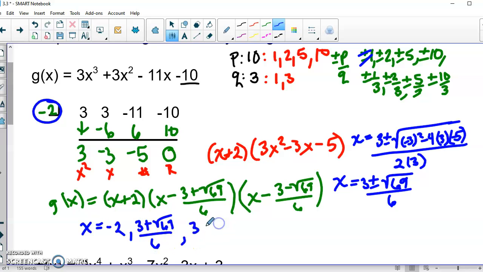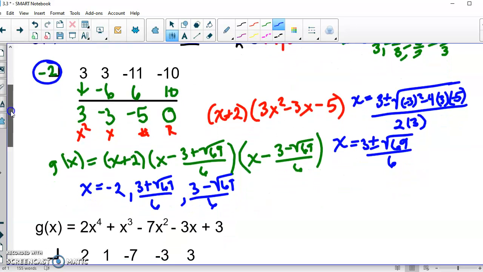So if we are asked for our zeros or roots, remember those two names are used interchangeably, we would have these for our zeros or roots. One is rational, two of them are irrational. And how did I find them? Well, I went ahead, found my rational zeros possible, and started testing them with synthetic division.